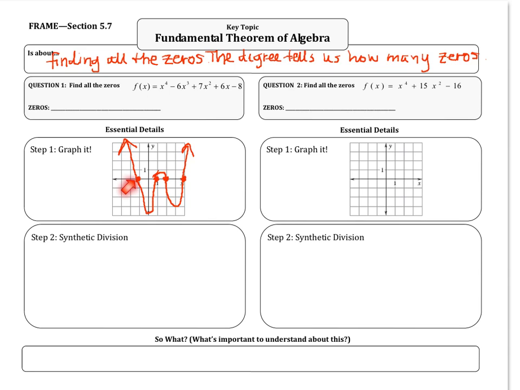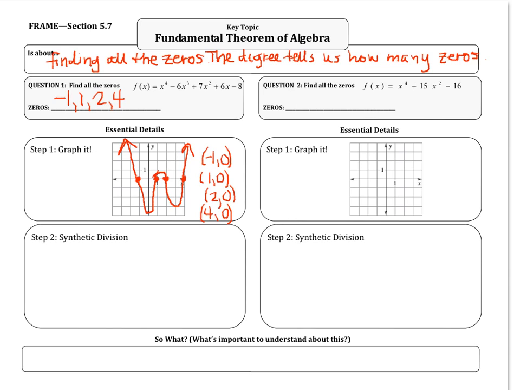But if you look carefully, this value is -1. This value is +1, this value is +2, and this value is +4. And if you look on your table, those values will actually be -1, 0, 1, 0, 2, 0, and 4, 0. So we know those are exact zeros. So our zeros are -1, 1, 2, and 4. And looking at this degree, it's degree 4, so we should have 4 zeros. So we found all our zeros just by looking at the graph.